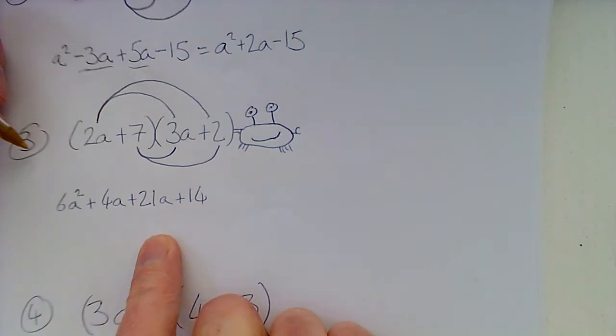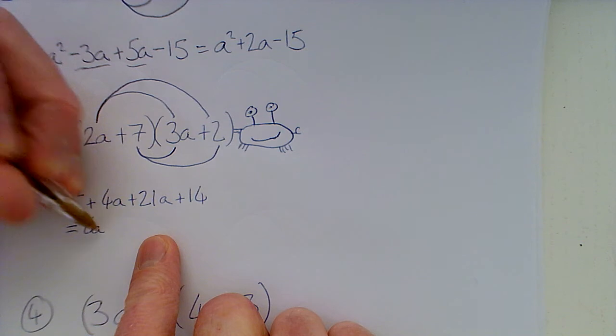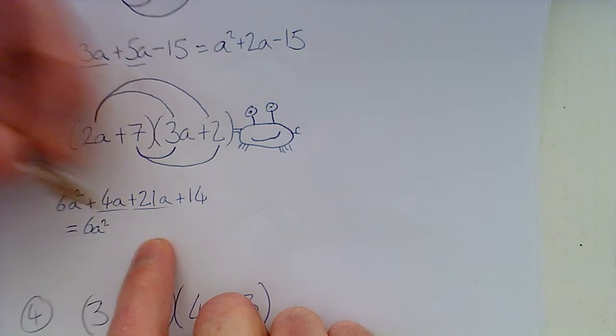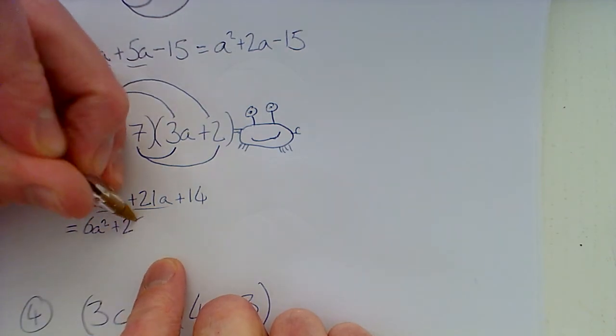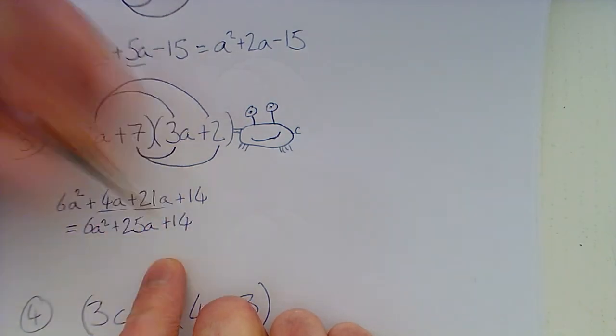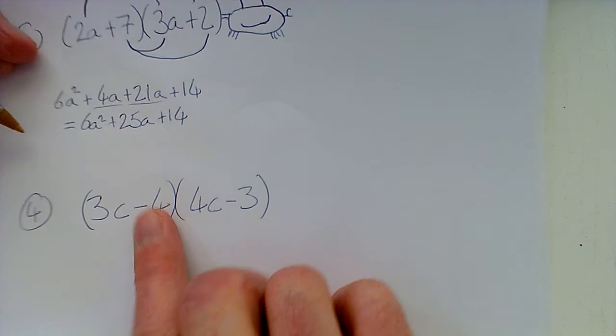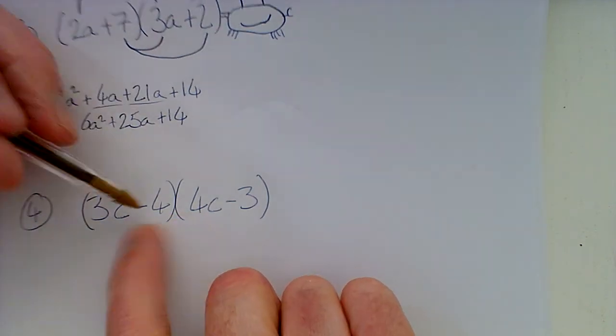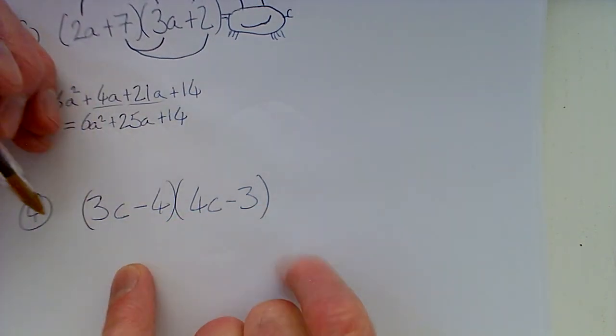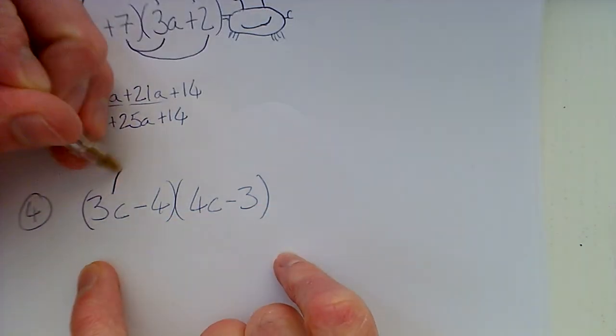Wonderful. And then we simplify it down, so we've got the 6a squared stays on its own, but the 4a add the 21a makes 25a plus the 14. Fourth one. Again, just got a couple of negatives here, watch out for double negatives. Apart from that, same method as before.